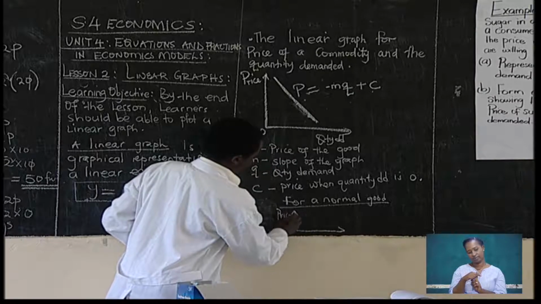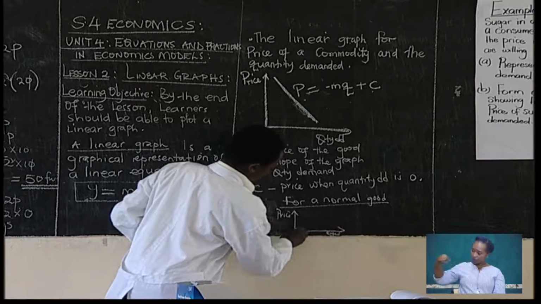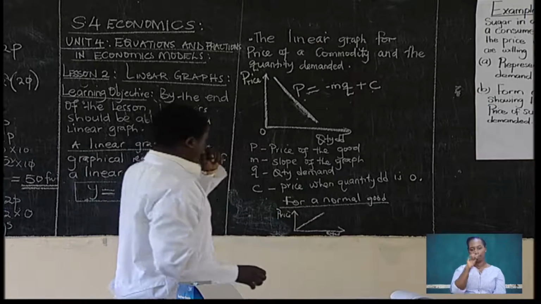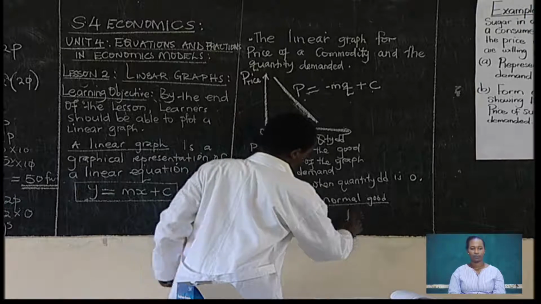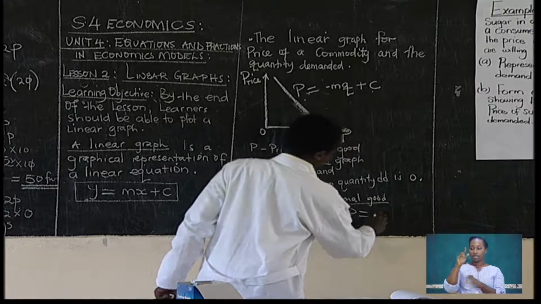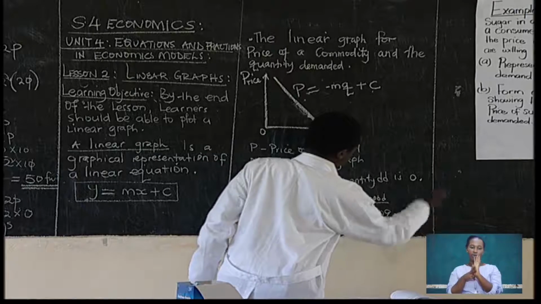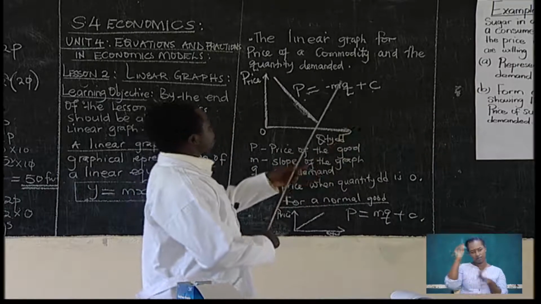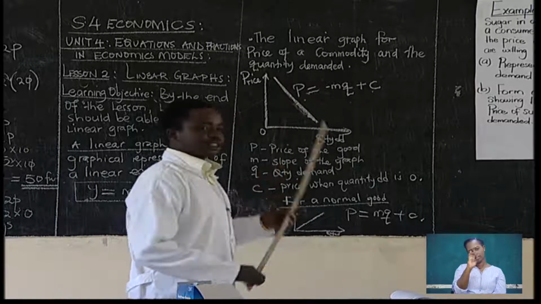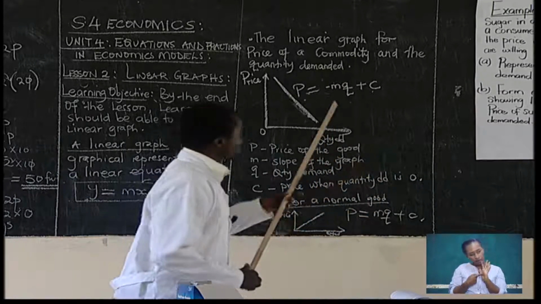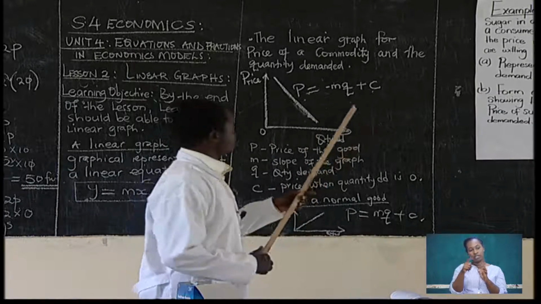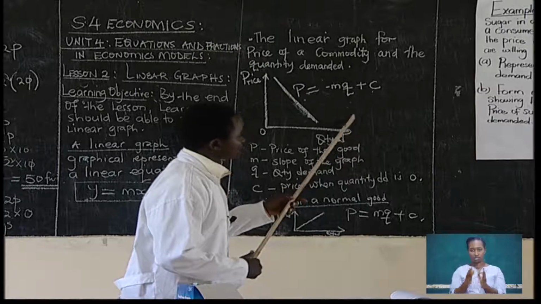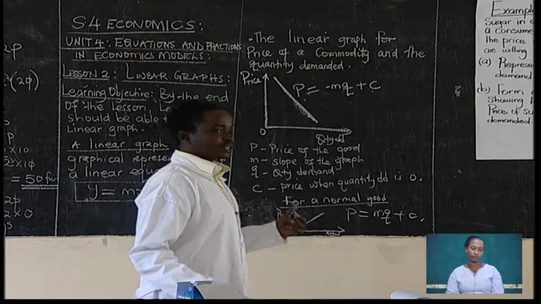If this is the price and this is quantity demanded, we have something of this kind. This is a positive slope. So here, if you were to do this, then the general equation would be the gradient plus C. And you must know a negative gradient, a negative slope means that there is an inverse relationship between the two variables.